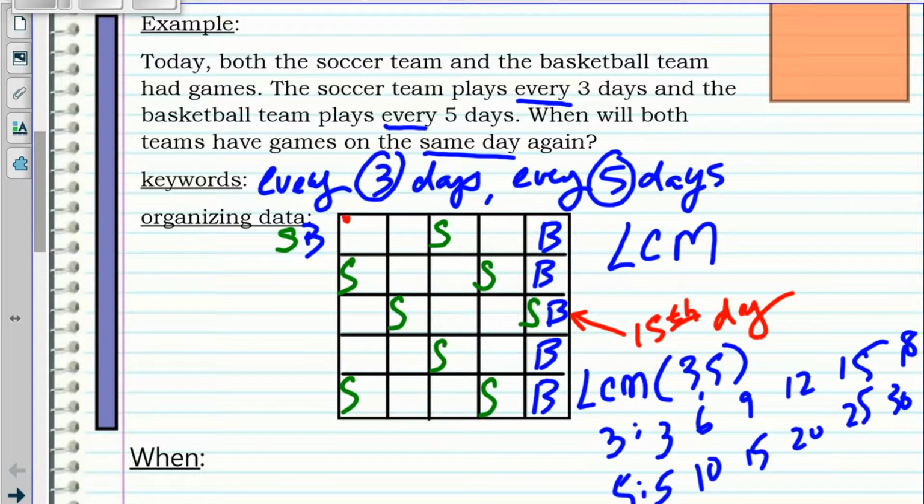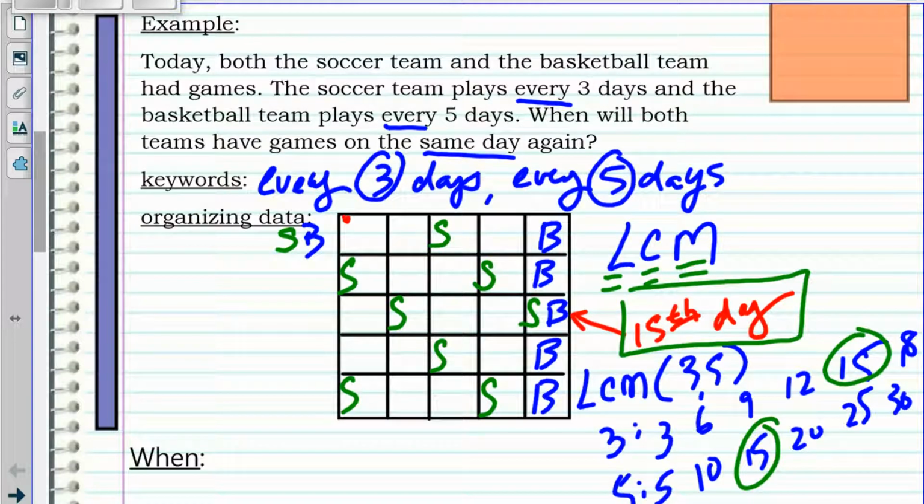So what's the smallest, right? Least, smallest multiple they share. So smallest multiple they share, there we go, it's 15. So it's on the 15th day that they will meet again. Okay? All right, so let's move on.